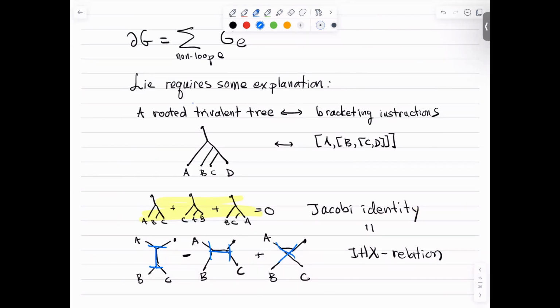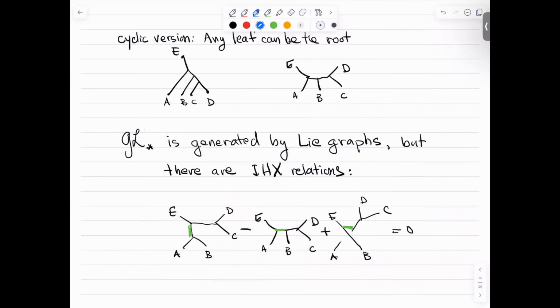Okay, so since Lie algebras satisfy the Jacobi identity, when I make this graph complex, oh yeah, and then what's different in the cyclic version, any leaf could be the root. So instead of putting a little dot to indicate it's the root, I'll give it a letter E, and to indicate that anything could be the root, I'll just draw it like that. So if I want D to be the root, what would I do?